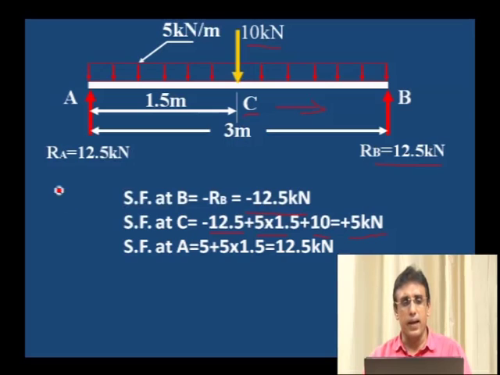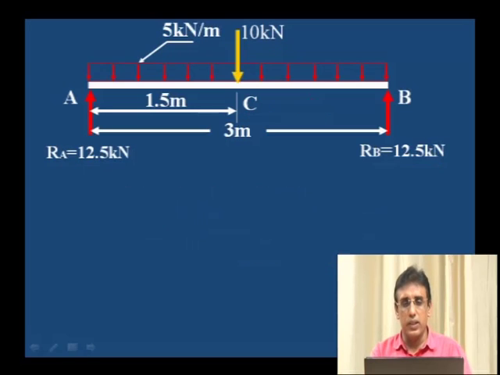Shear force at A is equal to 12.5 kilonewton, which is the value of RA. How is it? 5 kilonewton is the previous value plus the next half, from A to C the load is 5 kilonewton per meter acting for a distance of 1.5 meter, 5 into 1.5, that is 12.5 kilonewton. This is about the shear force.